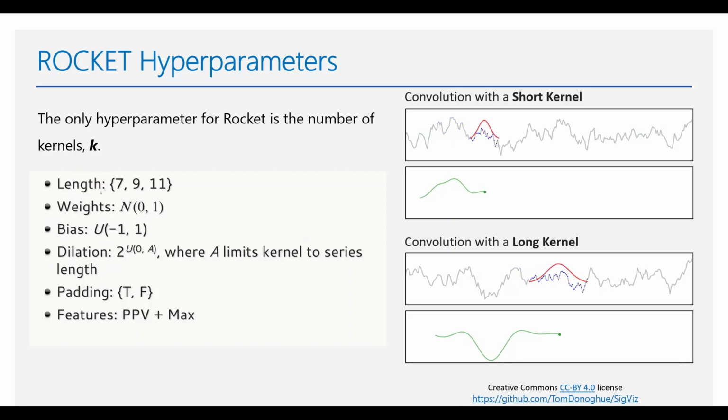So, the parameters of Rocket, as you can see over here: the length is randomly initialized to either 7, 9, or 11. The weights are basically Gaussian distributed, normally distributed. The bias values will be plus or minus. The dilation will be limited by the length of the time series that you are actually looking at, and the padding can be positive or negative. The features that you are extracting, as I said, will be the maximum value of this green curve and the amount of positive values. So you look at the curve, you see how many of the values were positive, how many negative, and then you build your ratio.